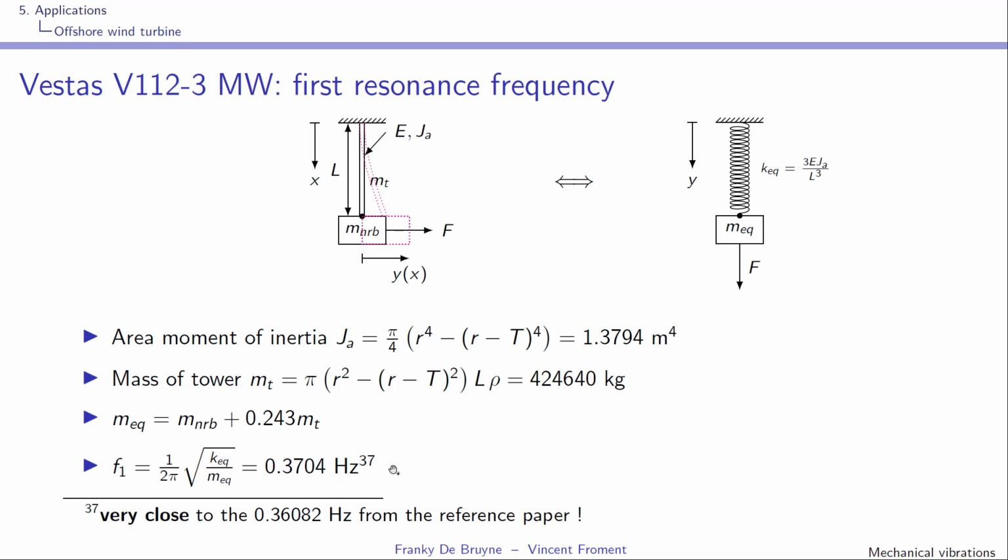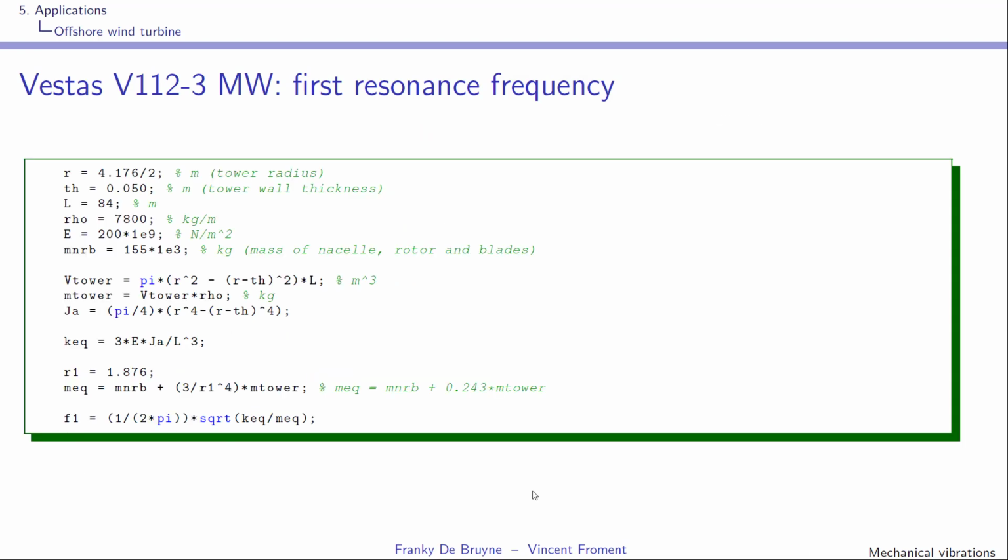Once you have the equivalent mass and the equivalent spring stiffness constant, it becomes very easy to compute the associated resonance frequency, and it is obtained over here. As you can see, it's very close to the one that is obtained in the reference paper. Note that in the reference paper they have considered a wind turbine with 4 different sections. And here is the MATLAB code with the different parameters and the computation of the first resonance frequency.